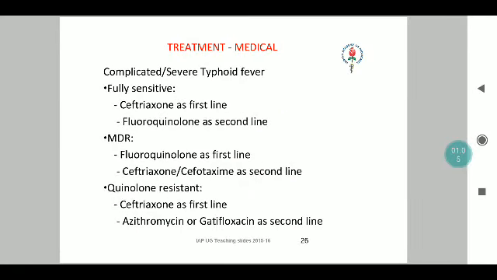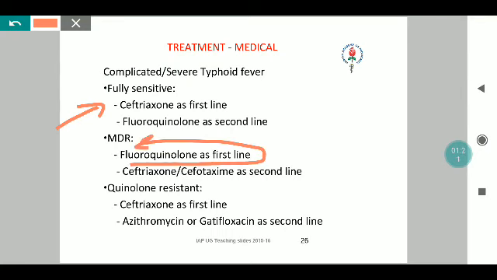Now, if you consider complicated typhoid fever or severe cases, the first line drug is always ceftriaxone, because it does have the added coverage of preventing other comorbid conditions such as meningitis. And in multi-drug resistant cases, this is the key difference: we don't go for a fluoroquinolone as a first line choice, and the second line choice will be ceftriaxone or cefotaxime. Now if quinolone resistant, then we go for ceftriaxone as a first line followed by azithromycin as a second line.